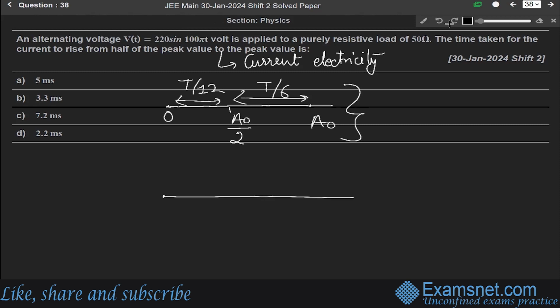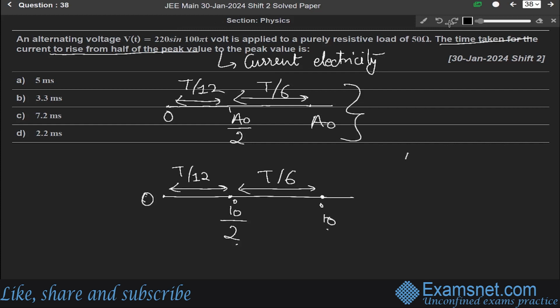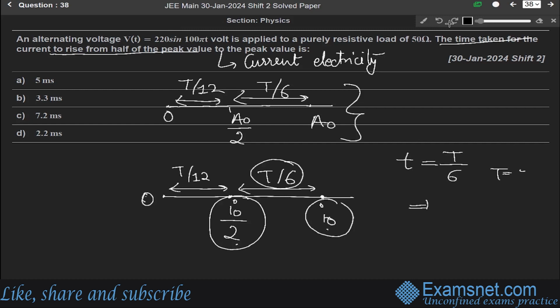Let us say this is the origin O. Let us say this is I naught by 2 and this is the peak value I naught. So we have to find the time taken for the current to rise from half of the peak value to the peak value. Here the time is T by 12 and here the time is T by 6. So from half of the peak value to the peak value, the time is T by 6. T is 2 pi by omega, so it will be 2 pi by omega into 6.